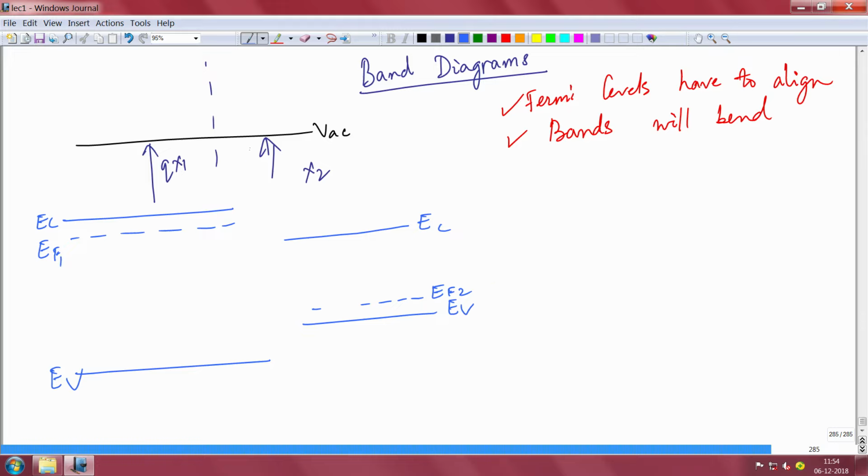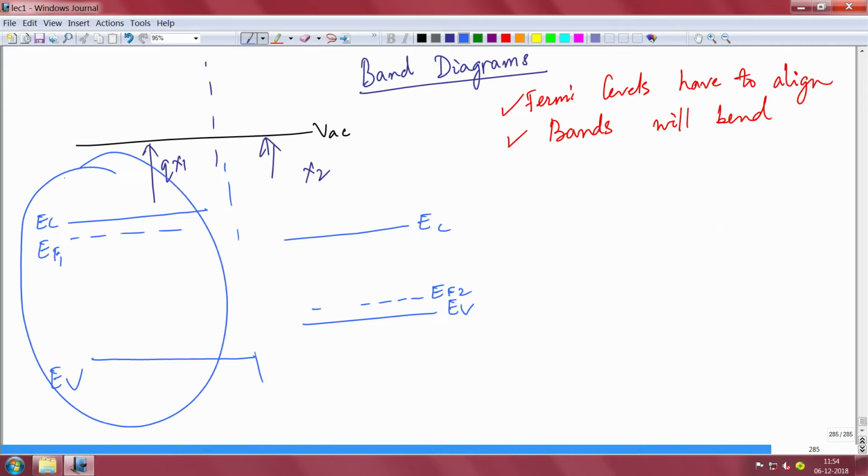At the junction you will have depletion now, that's what you know. So the bands will bend and the Fermi level has to align. Essentially this whole thing will try to come down and this whole thing will try to go up so that the Fermi levels align, making sure that far away from the junction EC minus EF and EF minus EV will be constant.